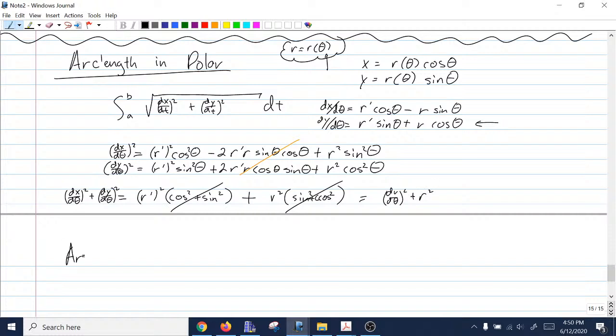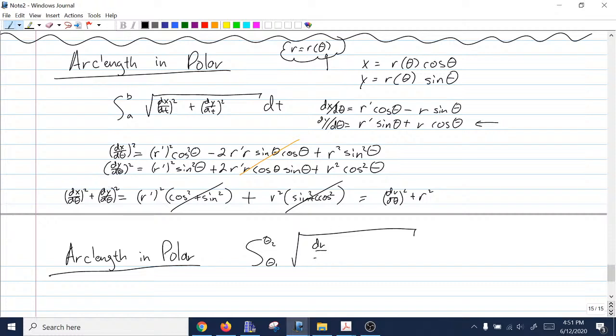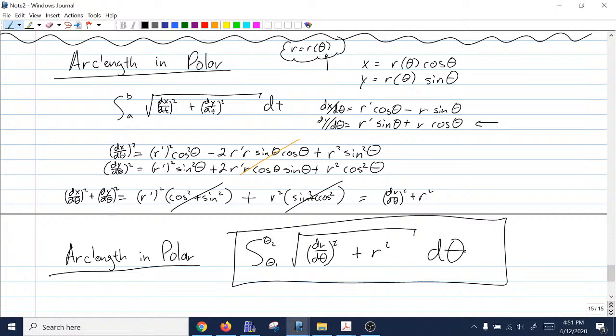So arc length in polar is going to be the integral from theta 1 to theta 2, whatever the theta values your functions are on, of the square root of dx/dθ squared plus dy/dθ squared, which just turned out to be (dr/dθ) squared plus r squared. This is so much simpler that it's worth memorizing this one. Hooray.